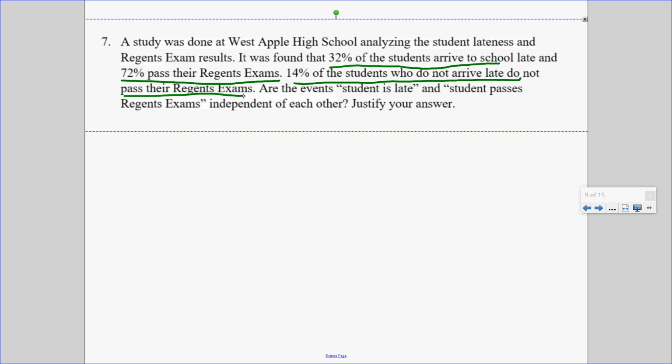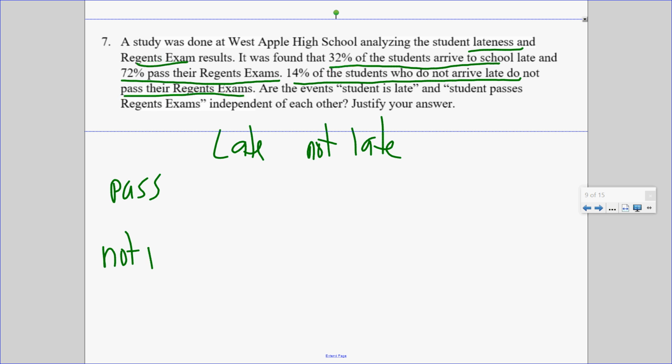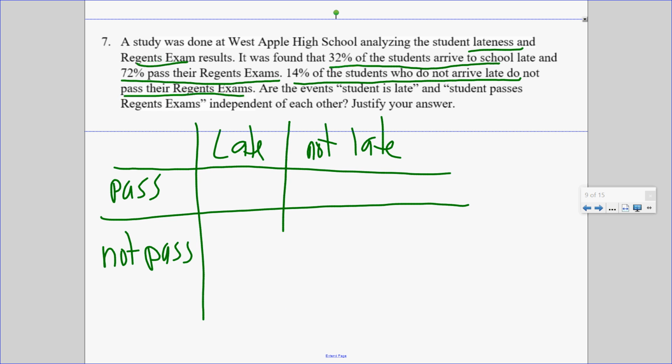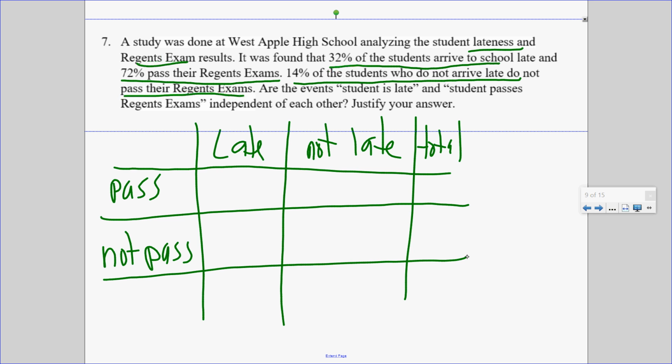So what I'm thinking at this point is to create a 2A table to get a little bit more organized. To create my 2A table, we did this in a previous lesson. We're talking about lateness and Regents results. So we're going to do late and then not late on one axis, and then we're going to talk about pass and not pass. And again, we don't want to get into like, well, if you're not passing or failing, maybe they didn't take it. We're just going to say yes and no for each. We're going to keep it very simple. I feel like I'm going to take up too much space here with this, but whatever.